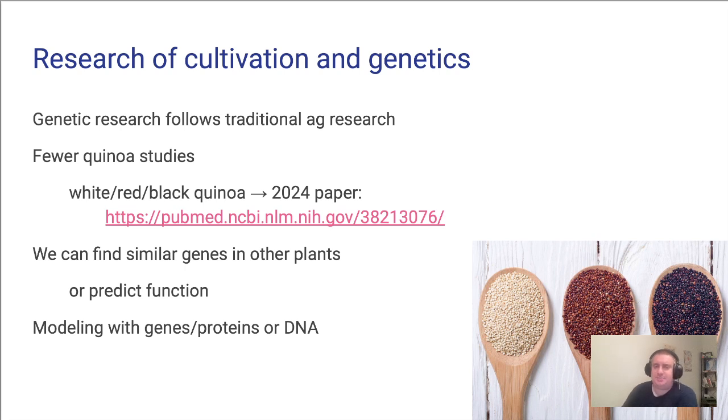Probably the quickest way to bootstrap this research would be to look at the genome of quinoa and find similar genes in other plants. And then, if it's different, try to explain that difference and triangulate it to other plants. And then there's hundreds of other genes that are unique to quinoa that maybe could be predicted based on this.